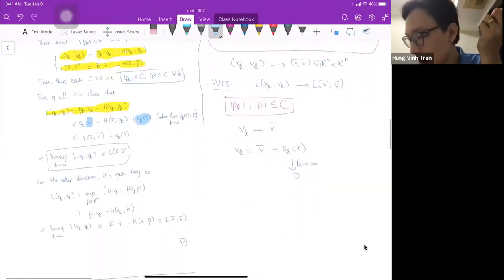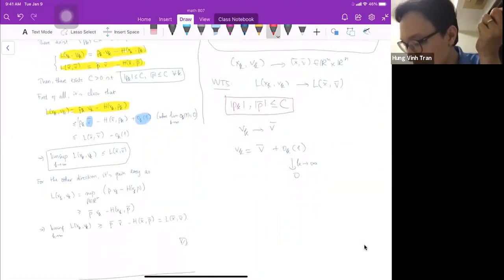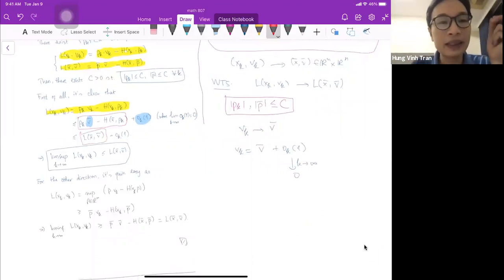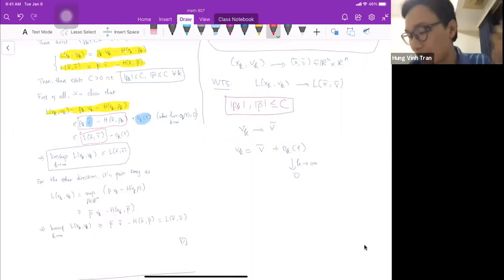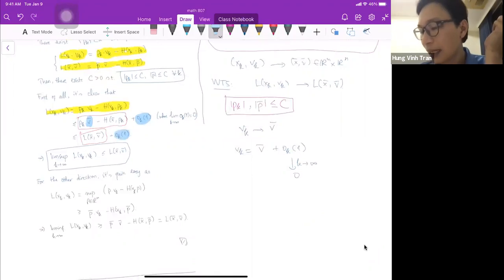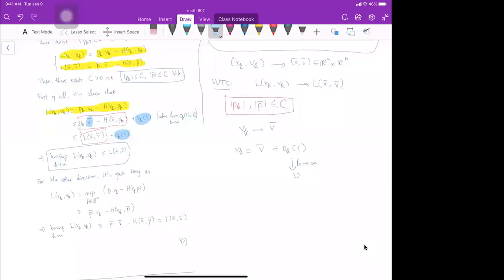It's just analysis here, right? And then going from this inequality to this inequality down here, I'm just using the fact that L of x bar v bar is a supremum, right? So for one particular pk, surely it's less than or equal to that. So I clearly have that L of xk vk is less than or equal to L of x bar v bar plus an error term, right? Hence, lim sup of L of xk vk is less than or equal to L of x bar v bar. I have this box, right?